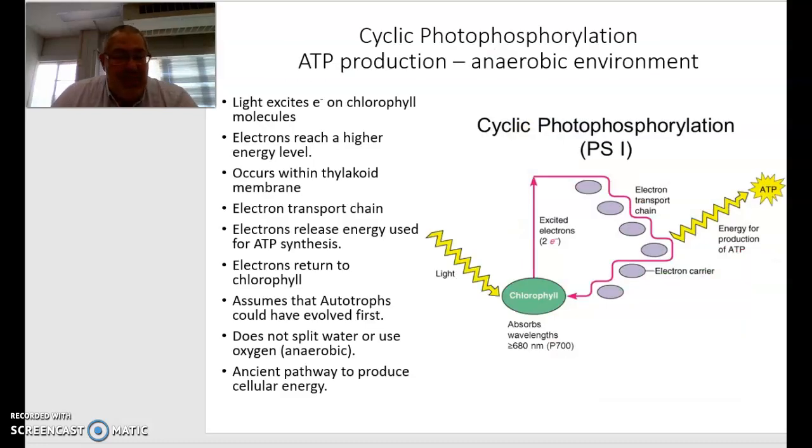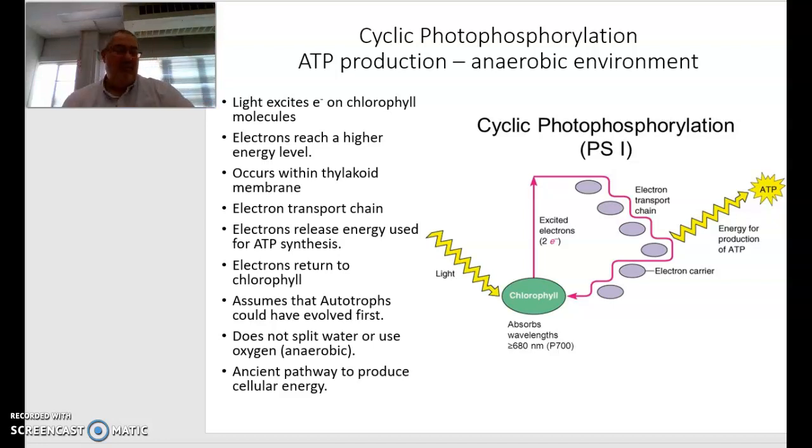video. In the first slide here, we're going to talk about production of ATP using the pigment chlorophyll with oxygen being absent in the environment. This particular process is called cyclic photophosphorylation. So you have a bacterium. It has thylakoid membranes in its cells. These thylakoid membranes contain chlorophyll molecules and also carotenoids.